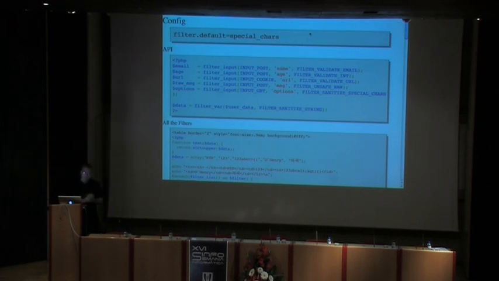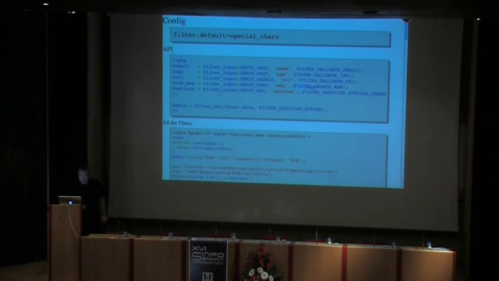So in PHP, we have a filter extension as of PHP 5.0, which was released, I don't know, 7 years ago now, where you can turn on a default filter. filter.default equals special chars, for example. That means that all the data coming in will get filtered through the special chars filter. That's characters that are special to HTML. If you want the raw data, you have to explicitly say filter input and get me the raw data.